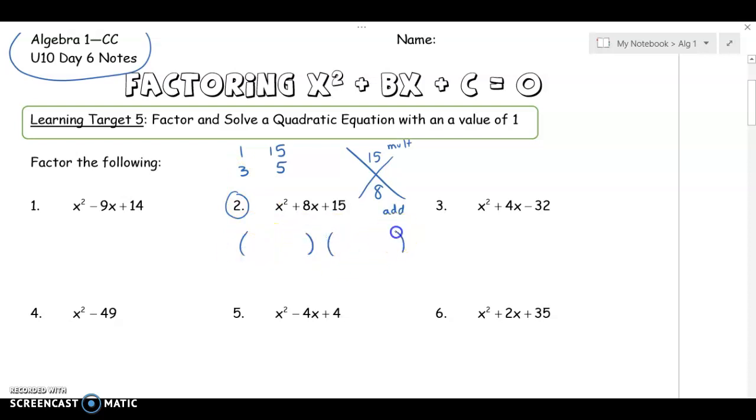Once you have those numbers, you create your two sets of parentheses, x going first in both of them. Positive 3 means a plus 3. Positive 5 means a plus 5. And again, it doesn't matter which one has the plus 5, whether it's the first parenthesis or the second. And then if you want to check, you can multiply these out, x times x, x times 5, x times 3, 3 times 5, and combine like terms, and you should end up with the original back. So you can always double check by multiplying.